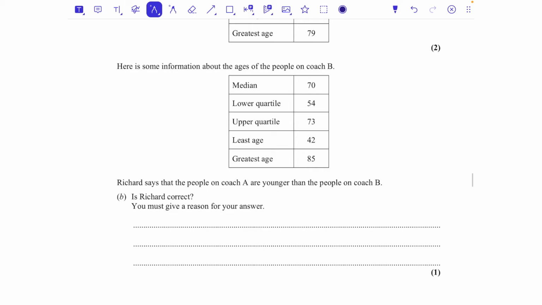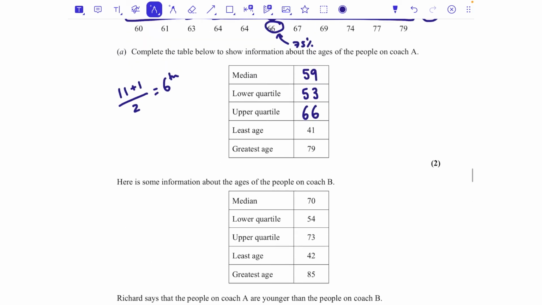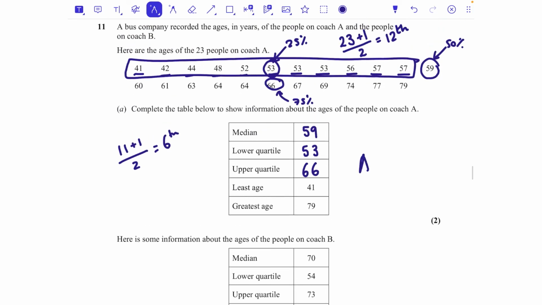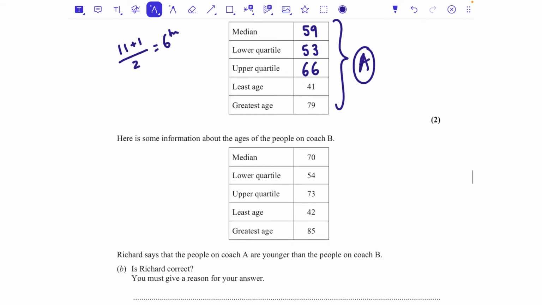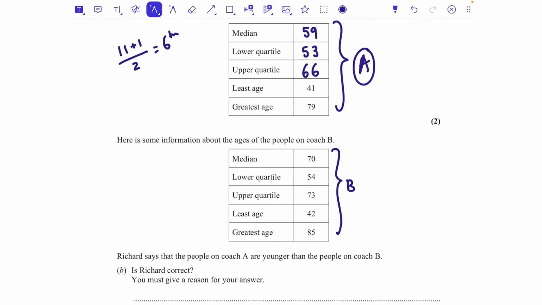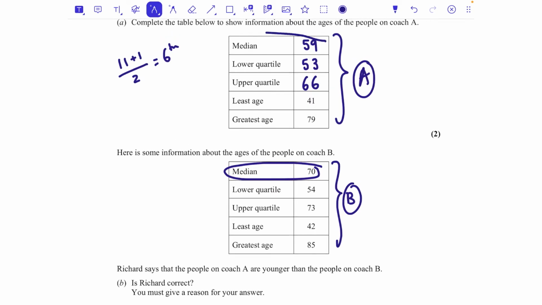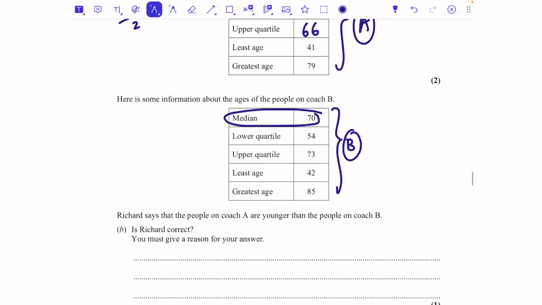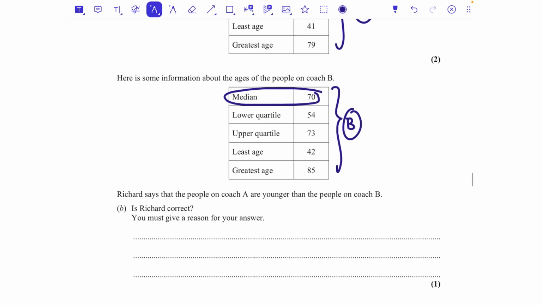Richard says that people on coach A are younger than people on coach B. Is Richard correct? So this is coach A, this data here, and this is coach B, this data here, and he's asking whether they are younger. So for that, the best measure is going to be to look at the median. So we can see the median for coach B is 70. So on average, the age of the people on coach B is 70, and the median of coach A is 59. So we would say yes, the median for A is lower.